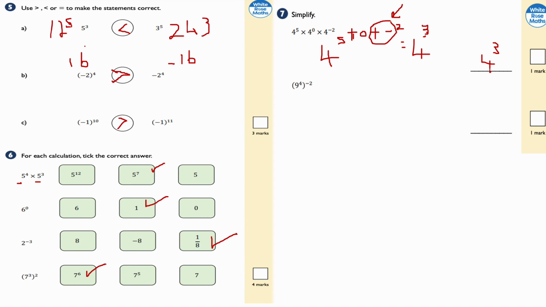Okay, next one. 9 to the power of 4 to the minus 2. Well, I'm going to multiply the numbers. So I'm going to have 4 times negative 2, which is 9 to the power of negative 8. Now the question says simplify, so we don't actually have to work out our answer. Okay, we can just leave it in power form.